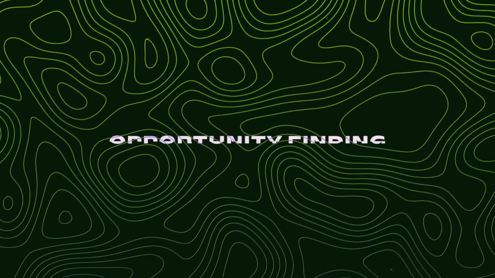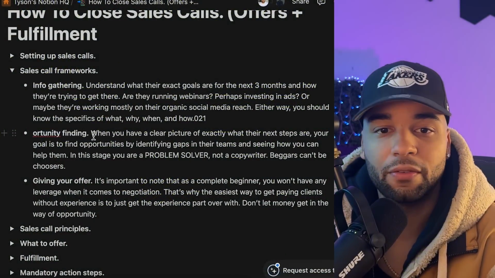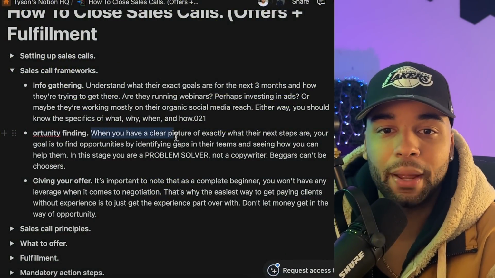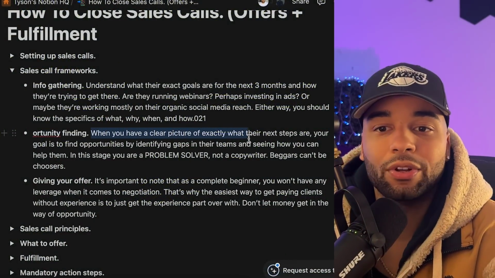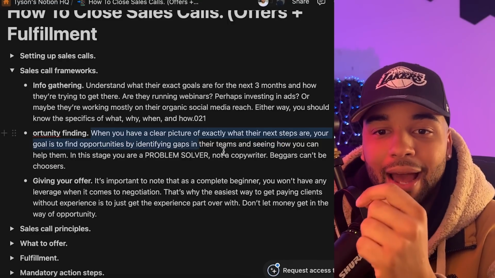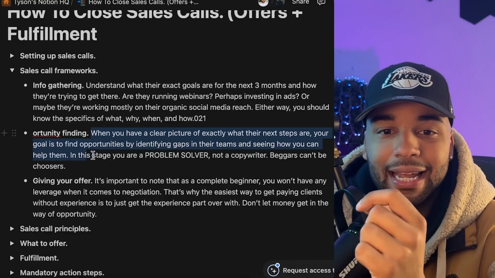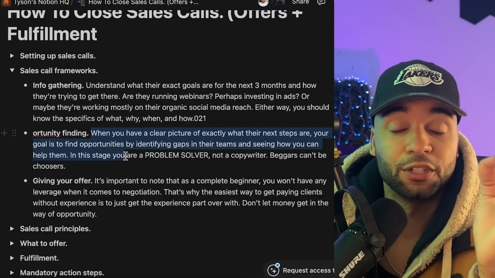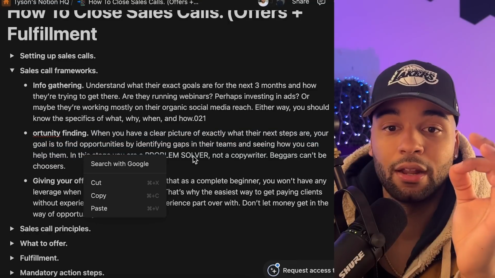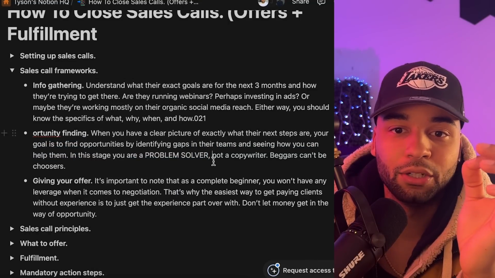Next is opportunity finding, although my cat messed up the spelling, but that's what it is. When you have a clear picture of exactly what their next steps are, your goal is to find opportunities by identifying gaps in their teams and seeing how you can help them. In this stage, you are a problem solver, especially when you're going for your first copywriting client. You are a problem solver. As the saying goes, beggars cannot be choosers.